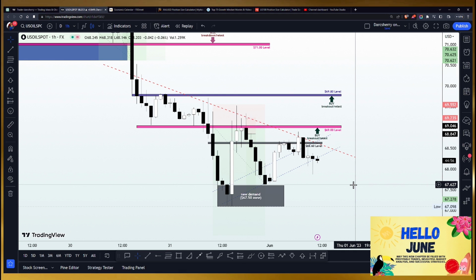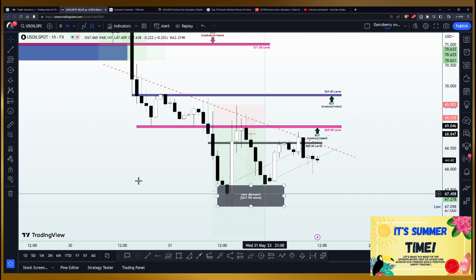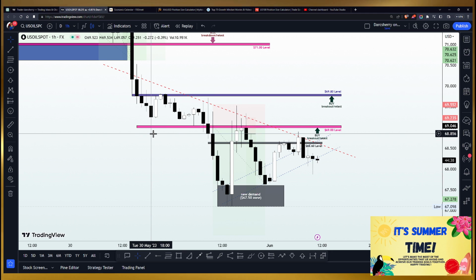So right now we are going into the New York session today. What is going to be our plan? How do we intend to position ourselves ahead of the New York session today? Well, I was able to identify a simple setup on this chart this morning after monitoring how price action has been playing out in the last 24 hours, I think.